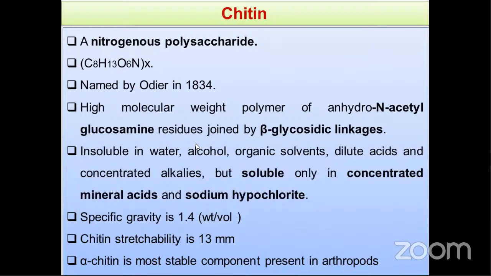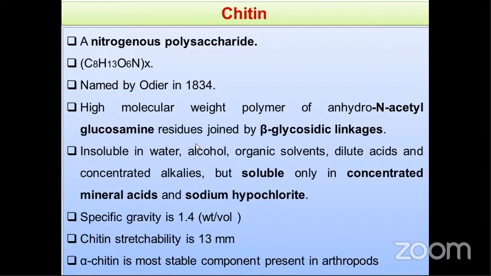So it is insoluble in water, alcohols or organic solvents, dilute acids or concentrated alkalis, but soluble only in concentrated mineral acids and sodium hypochlorite. The specific gravity of chitin is 1.4. Chitin stretchability is 13 mm.